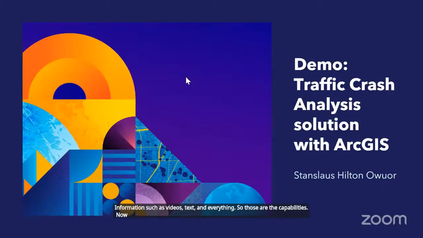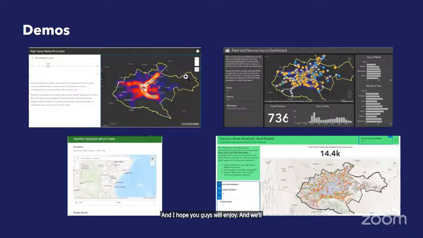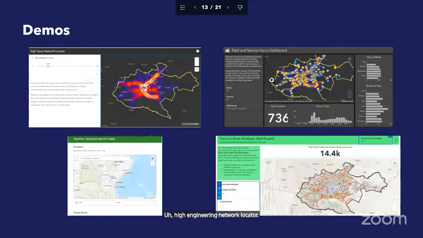Now, moving forward, I'm going to demonstrate how this traffic crash analysis solution is able to sort out the issue of accidents in Nairobi. And I hope you guys will enjoy and will understand how we can utilize this technology and understand the power of this technology. So for my demos, as you're able to see my cursor, I have a high injury network locator. I have a fatal and serious injury dashboard. I have a traffic crash input form and a service area analysis dashboard. And I'm going to display this in a short while.